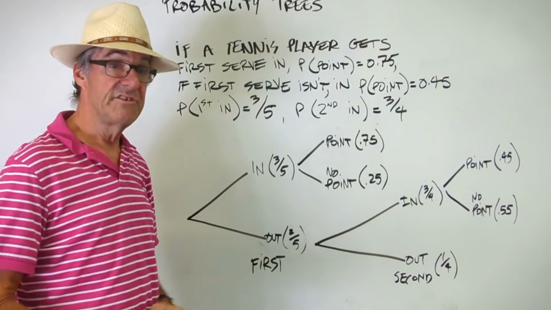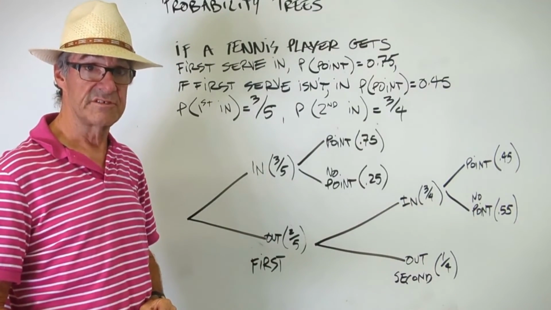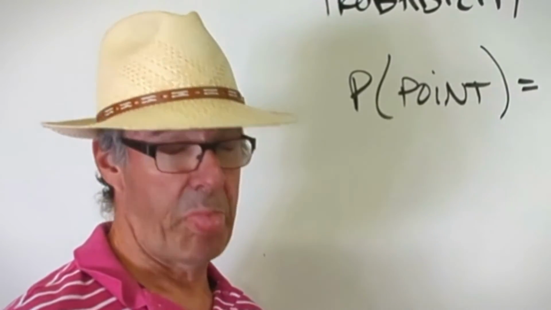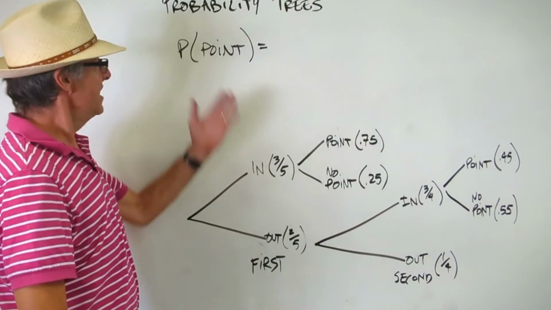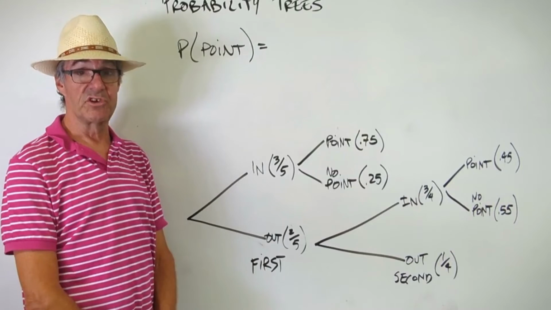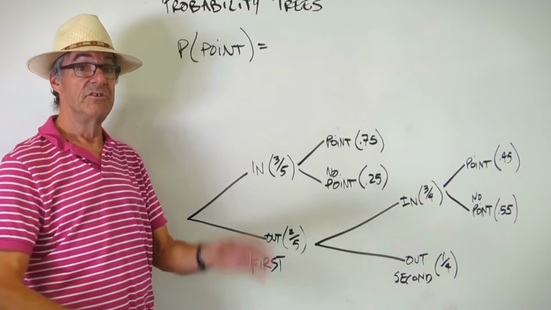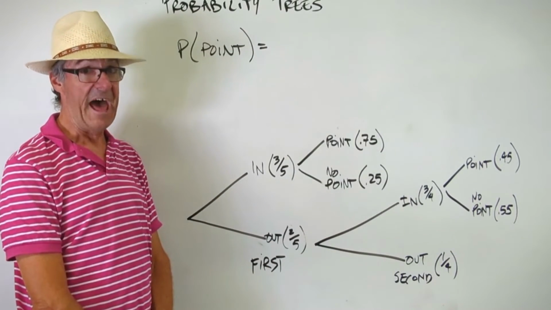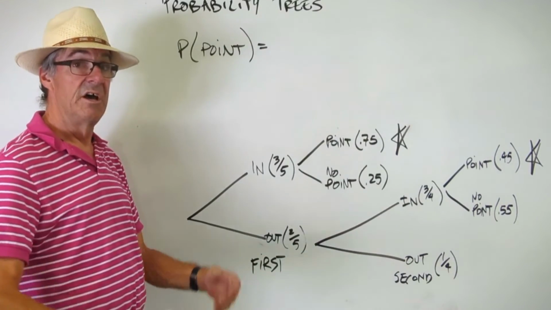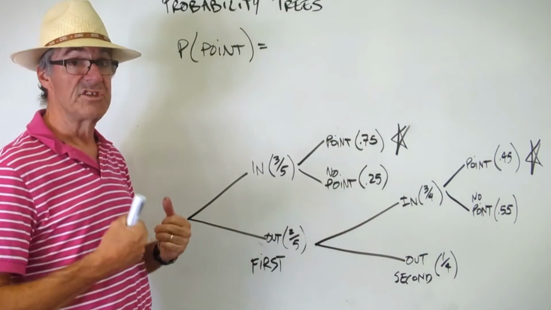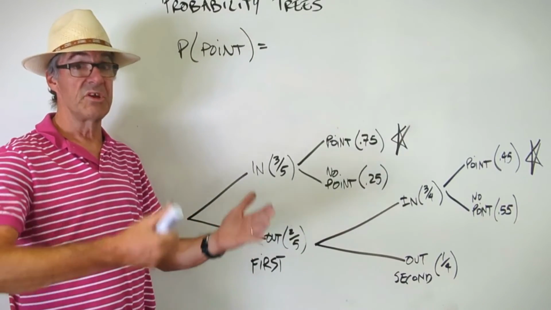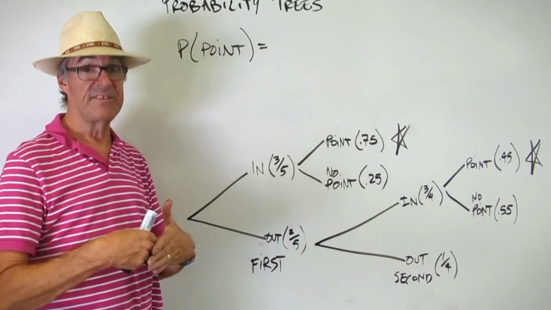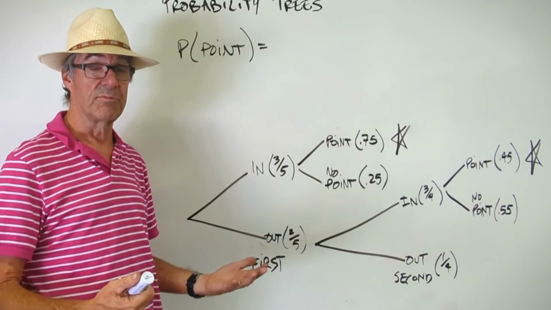Okay, so now let's do some probability calculations. The first probability I want you to calculate is what is the probability that the server gets a point. So pause the video and do that. Let me give you a hint. What we do is we analyze the branches where the server gets the point. We figure out the probability of each branch, and then we add the branches together to get the total probability.